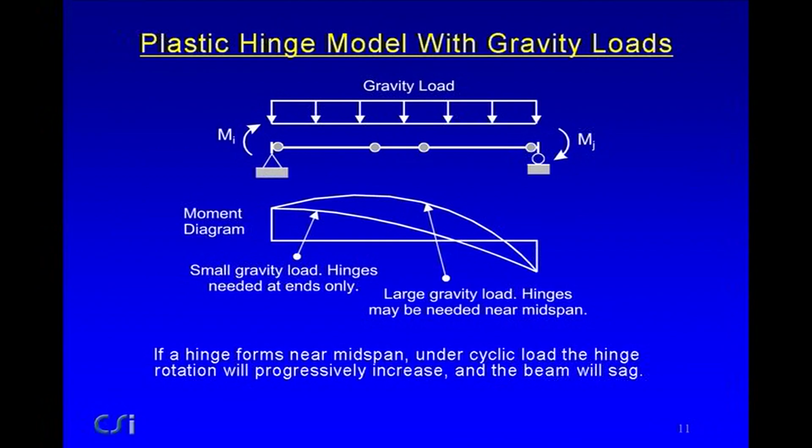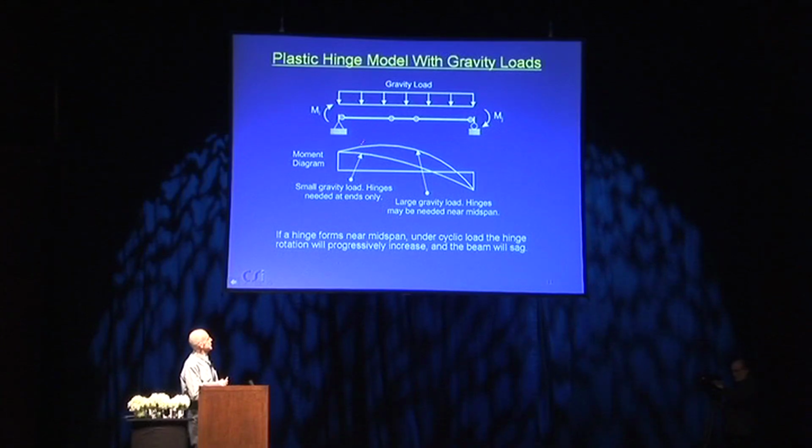If you have gravity loads, as indicated here, and not very much gravity load, so your bending moment diagram when hinges form is like this, it doesn't matter, that's pretty close to straight. Anyway, you know the hinges will form only at the ends. If you have a much larger gravity load, you could get the maximum bending moment near the middle, and you might have to use some additional hinges to capture that.